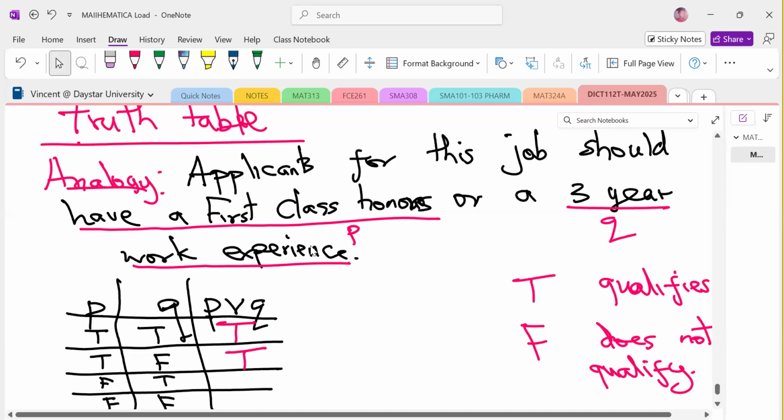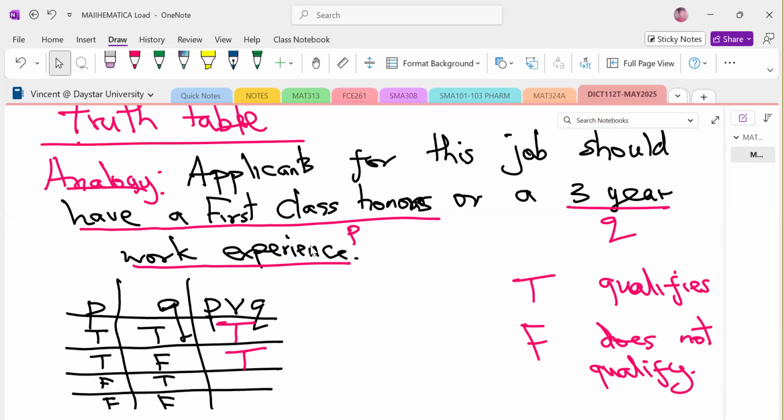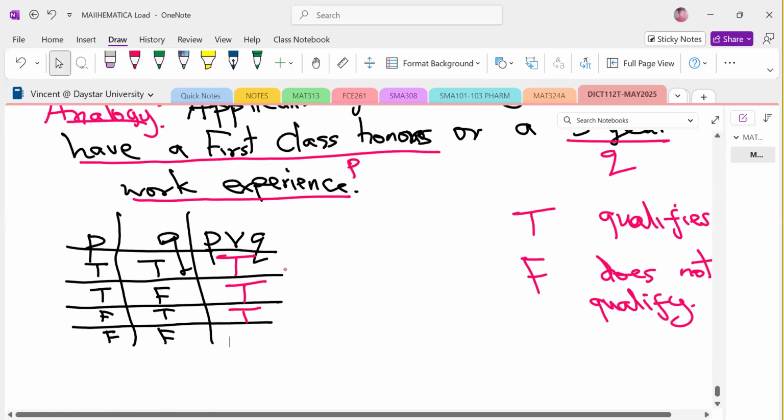Correct. The applicant fails to have a first class honors, but has a 3-year experience. Do they qualify? They still qualify. So put T. Then the last line: does this candidate qualify? The candidate does not qualify. So put an F. Good. So that's the complete truth table.